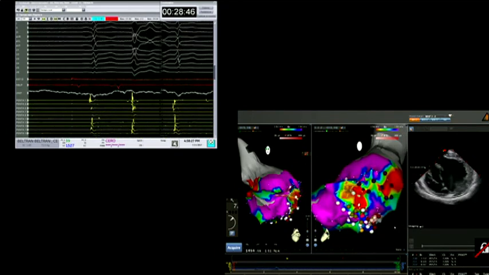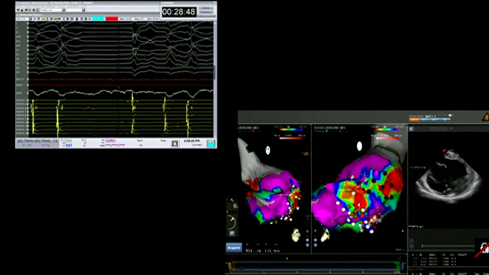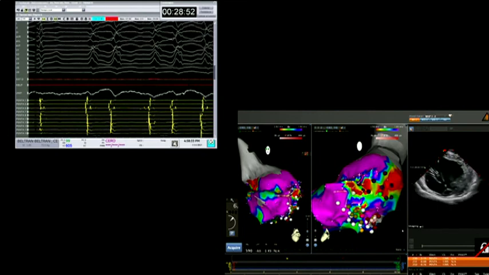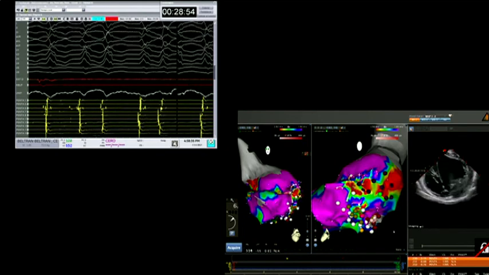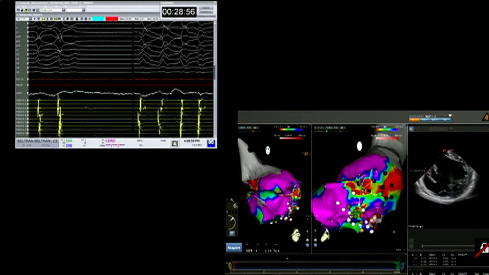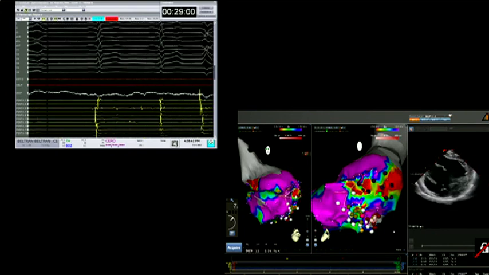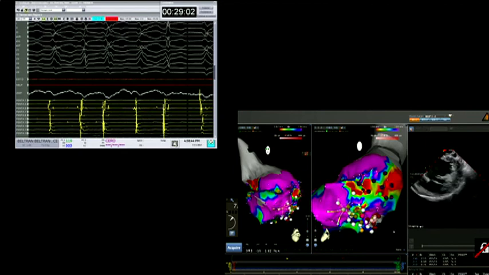Mucho mejor. Let's see if we see late potentials, if those are real or not. I'm not sure. This is kind of at the edge of the scar. Well, you can see that. I mean, those are real. It's going to be a little painful.